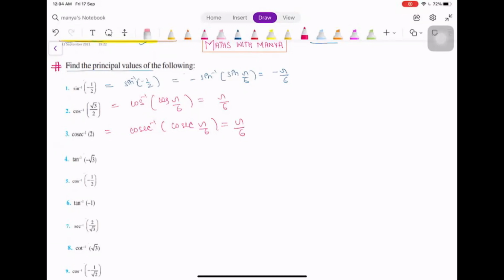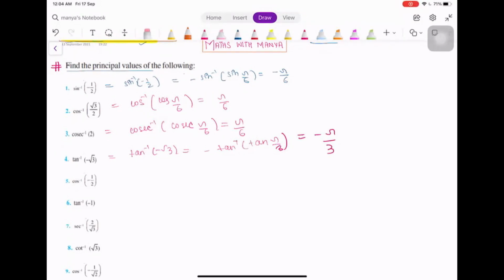Hope this is clear. Now it's time for tan inverse. Tan inverse minus root 3 is equal to minus tan inverse tan pi by 3, sorry. Root 3 is at 60 degrees, so it's pi by 3. The answer would be minus pi by 3. Hope it's clear to you.